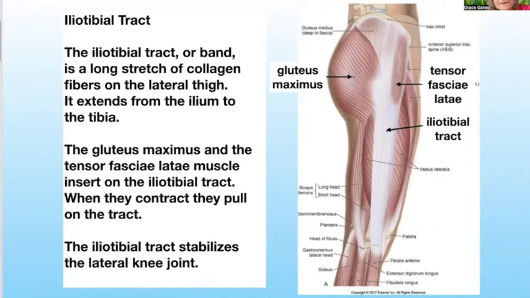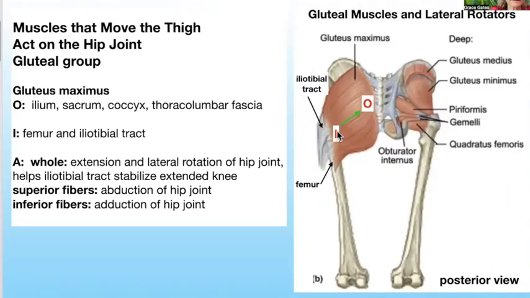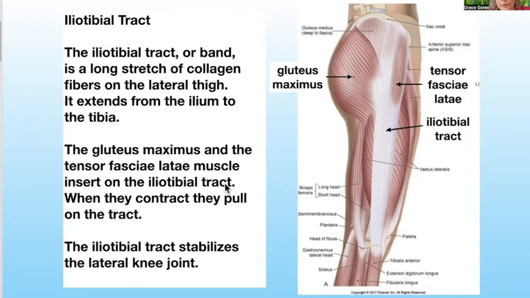Okay, the iliotibial tract or band is a long stretch of collagen fibers on the lateral thigh. It extends from the ilium to the tibia, and I mentioned that for the gluteus maximus, the insertion is the iliotibial tract and the femur. So now we're finding out about what is the iliotibial tract.